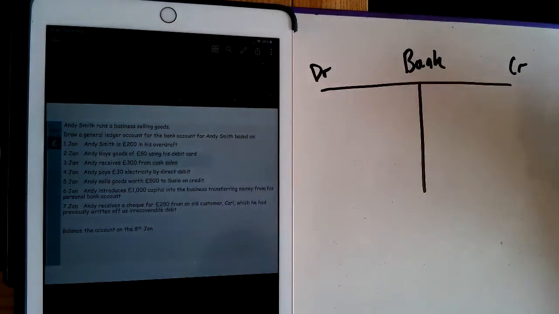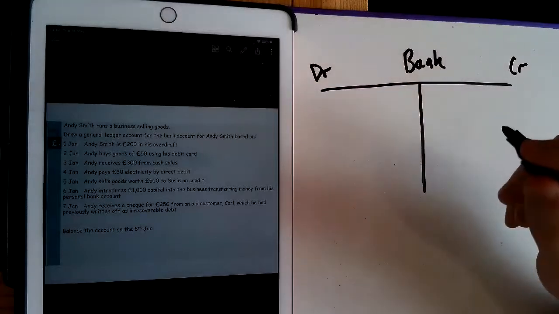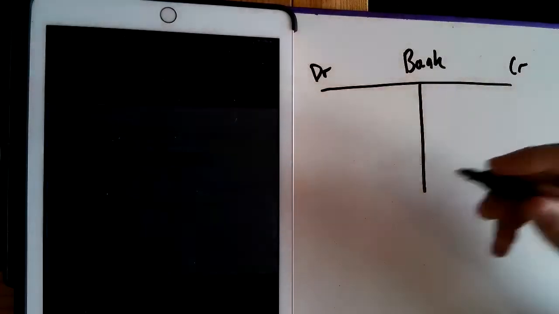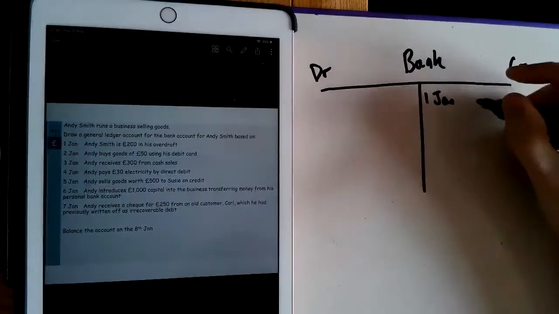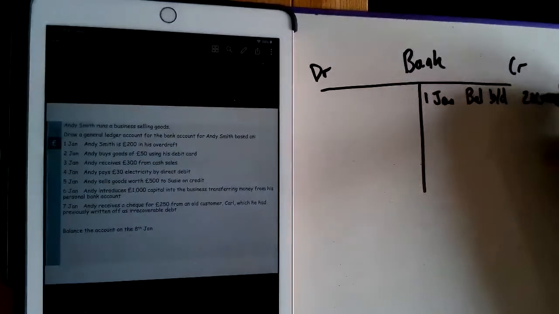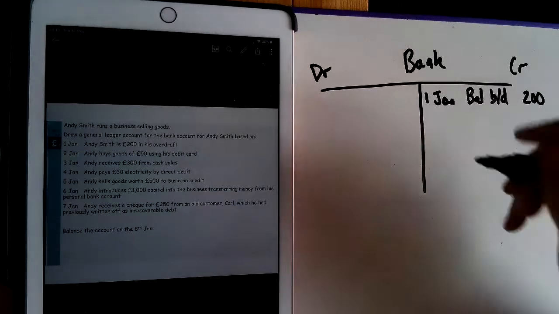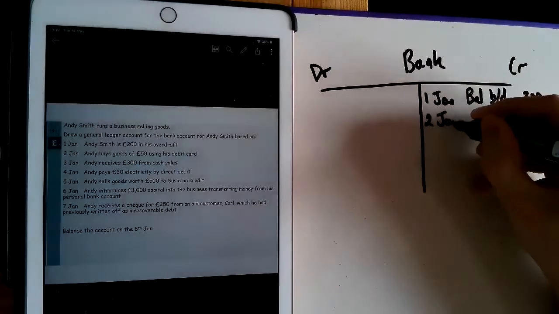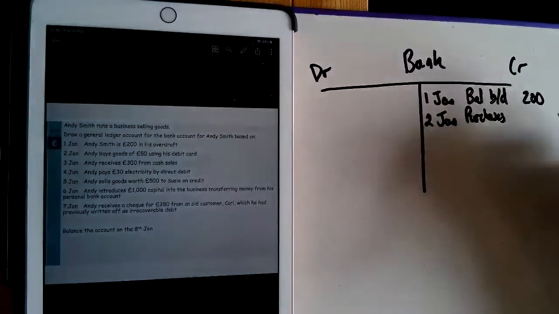So Andy Smith has £200 in his overdraft from the 1st of Jan. So that means he owes money. So that's a liability. So that's on the credit side. So 1st of Jan, I'm going to call that balance BD for £200. 2nd of Jan, Andy buys goods of £50 using his debit card. So he's buying goods. So that means he's making a purchase. So purchases, there's money going out for purchases for £50.